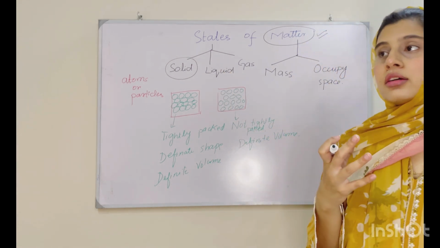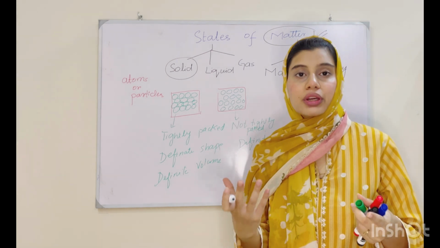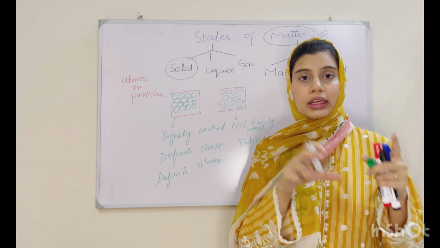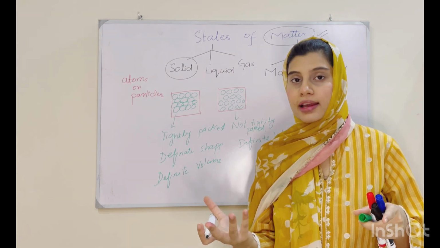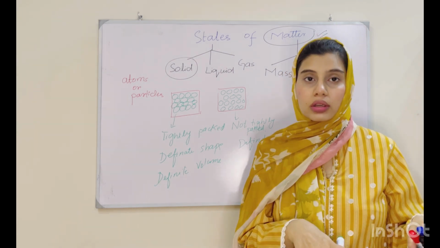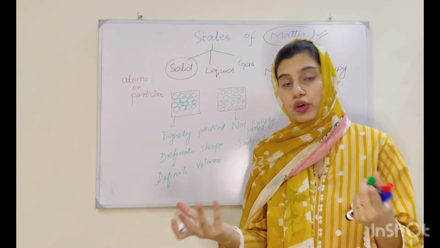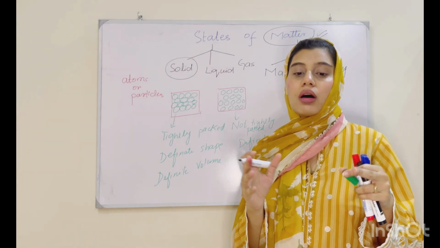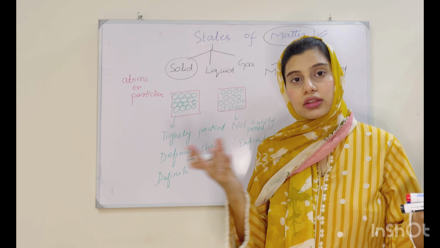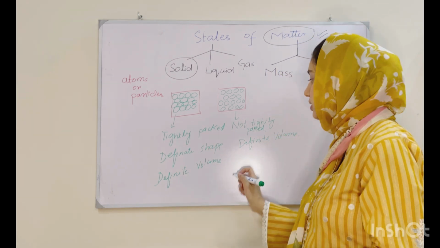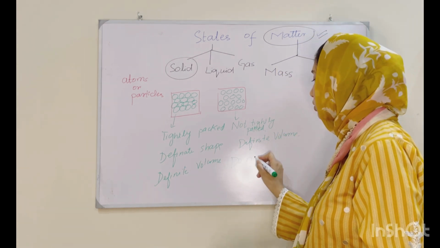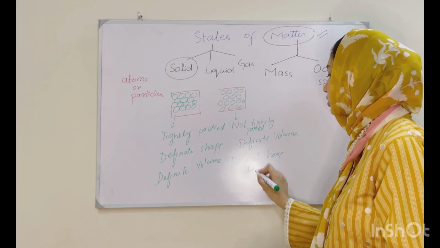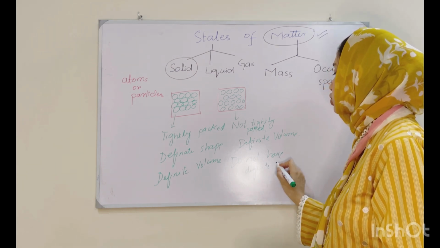They acquire the shape of the container in which they are put. For example, if I am putting water in a glass, it will take the shape of the glass. If I am putting the water in the bottle, it will take the shape of the water bottle. If I am putting the water in, you can say, a jar, it will take the shape of the jar. So it does not have definite shape.